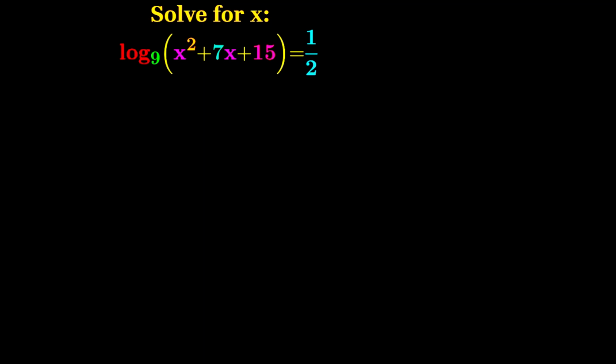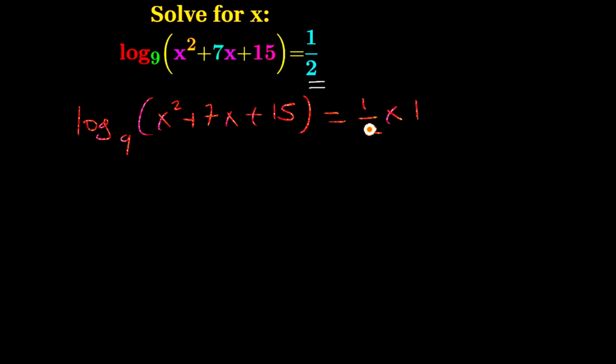The first thing we want to do is make sure that we are either dealing with logs or purely numbers. So let us write the right hand side of the equation as a log. Remember, we can write half as 1 over 2 times 1. So we have log to base 9 of (x squared plus 7x plus 15) is equal to 1 over 2 times 1.